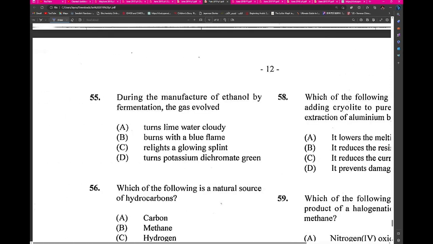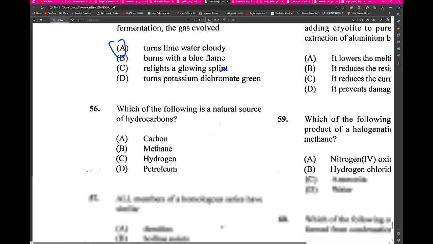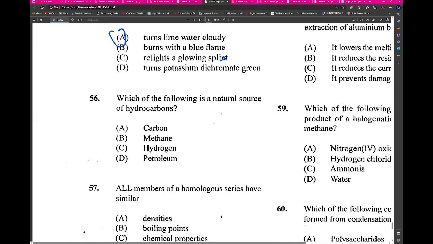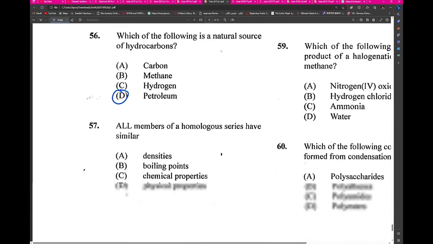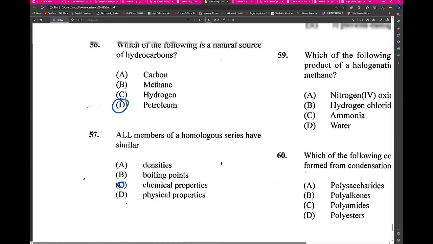During the manufacture of ethanol by fermentation, the gas evolved is, nope, carbon dioxide. Which of the following is a natural source of hydrocarbons? Petroleum. All members of a homologous series have similar chemical properties.